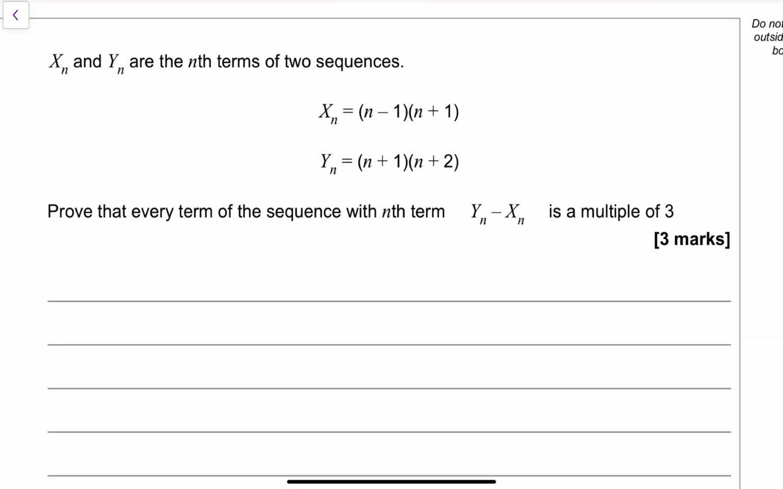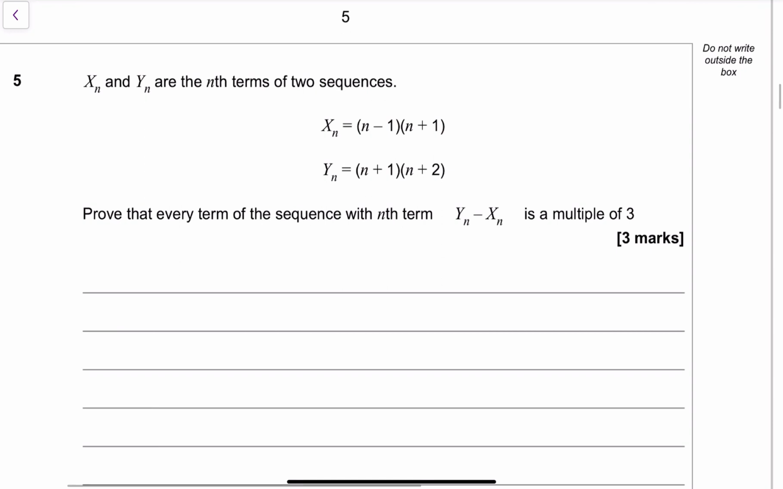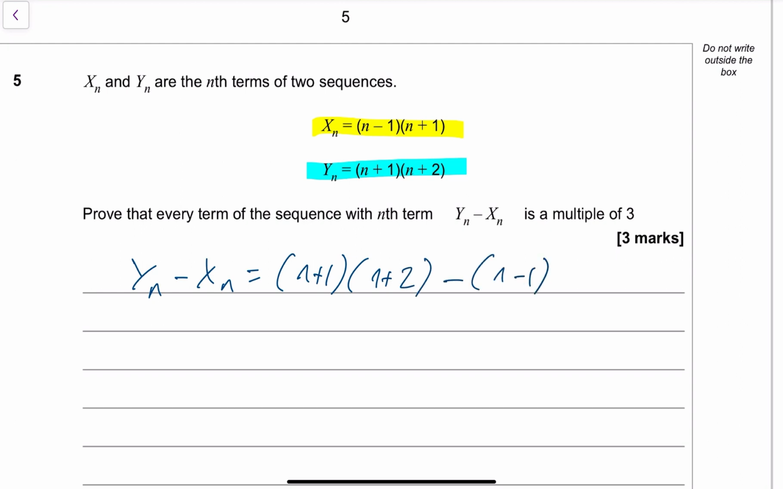Okay, this is a wee proof question. xn and yn are the nth terms of two sequences. So your first sequence is this one, n minus 1 upon n plus 1. Your second sequence is n plus 1, n plus 2 upon n plus 2. Prove that every term of the sequence yn minus xn is a multiple of 3. Right, just got to investigate. I have no idea. Let's investigate and find out. So yn minus xn would be n plus 1 upon n plus 2 minus n minus 1, n plus 1. Okay, I'm going to do this second one here.